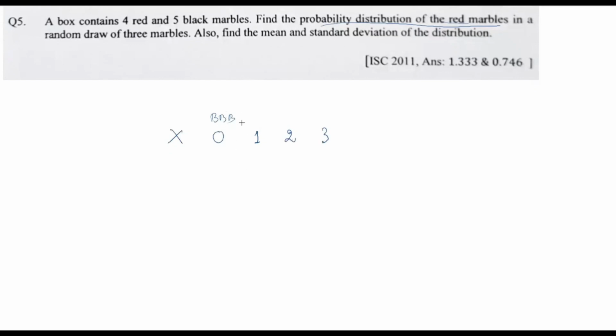Once you write this down, this is what is called the random variable. And this random variable is representing how many red marbles are drawn if you are drawing 3 marbles from the bag containing 4 red and 5 black marbles. So this is the idea here.